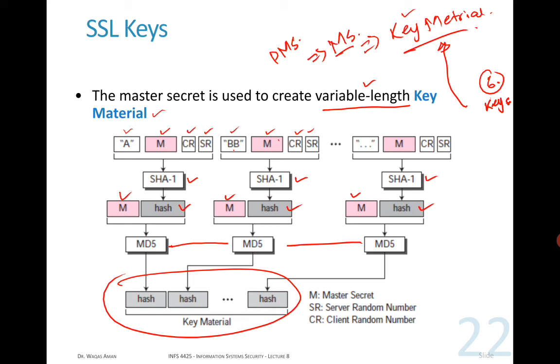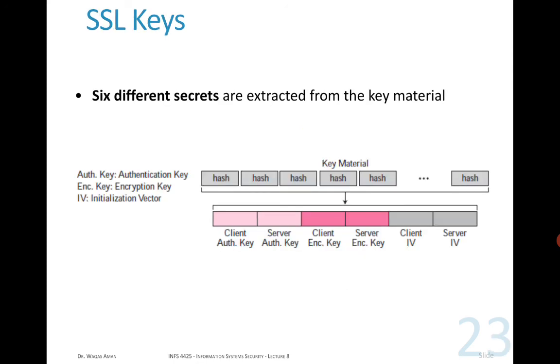Now this key material is then divided into 6 sets of keys. So 6 different secrets are extracted from the key material, and they are these that you have seen: 1, 2, 3, 4, 5, 6. The first one is called the client authentication key. The system has to define how many bits of the key material should be used for the client key, how many bits will be used for the server authentication key, and so on.